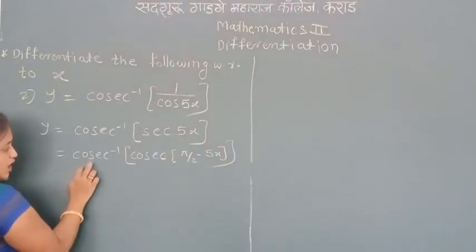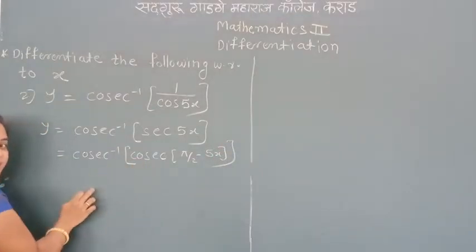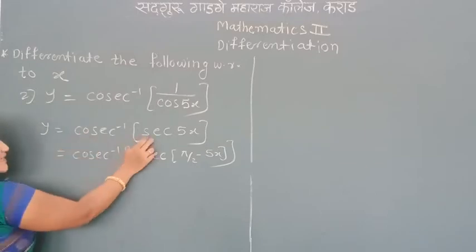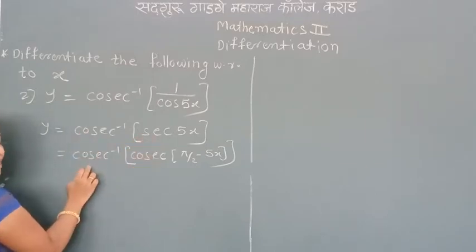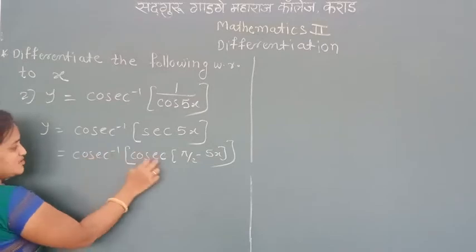Because we have the formula cosec inverse of cosec x, we get only the angle. So this sec we can convert into cosec, and now we can use the identity formula cosec inverse of cosec x.